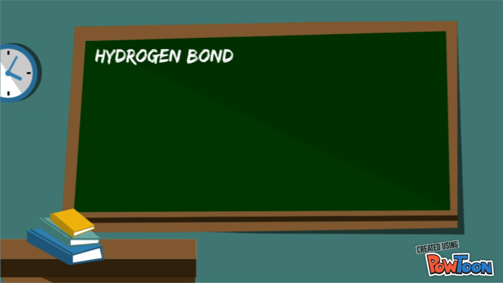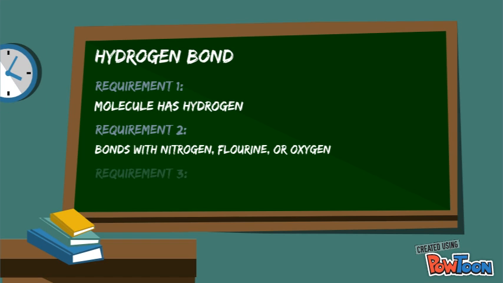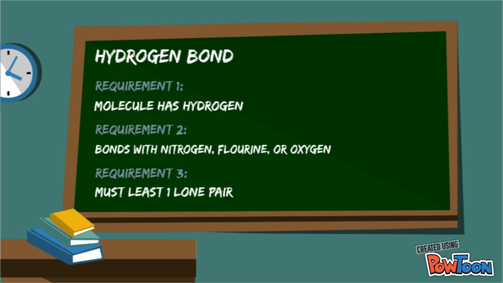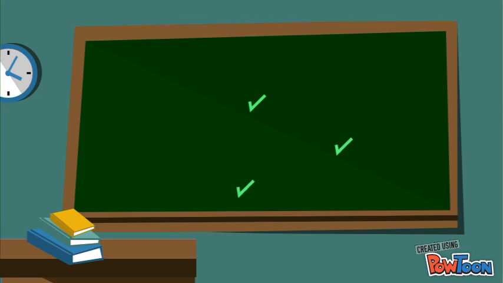So hydrogen bonds. They have to have a hydrogen. The hydrogen has to be bonded with a nitrogen, fluorine, or oxygen, and it has to have at least one lone pair. So these two water molecules, they're bonded by an intermolecular force. It has a hydrogen, is bonded with an oxygen, and has two lone pairs.